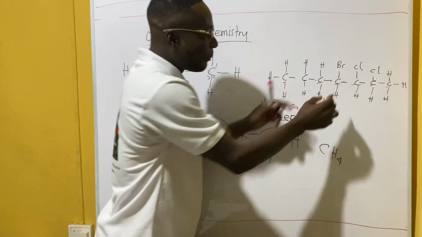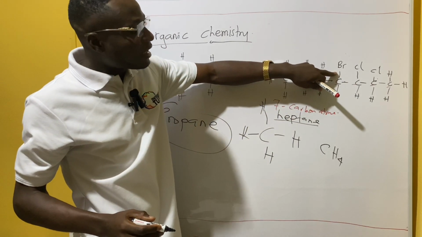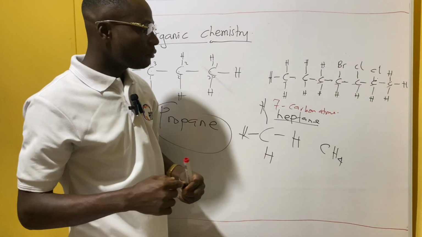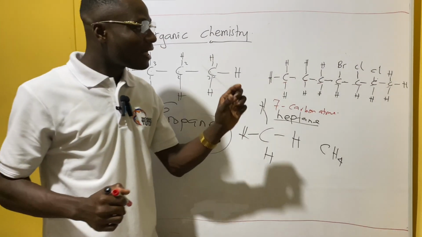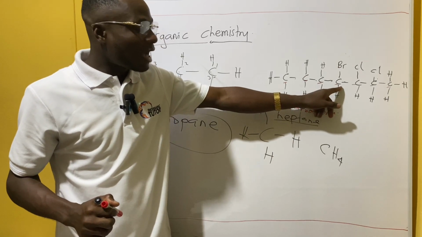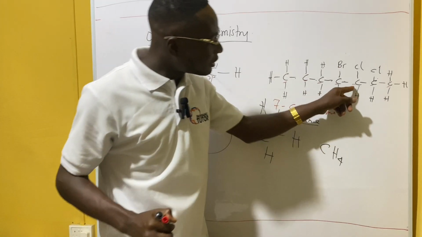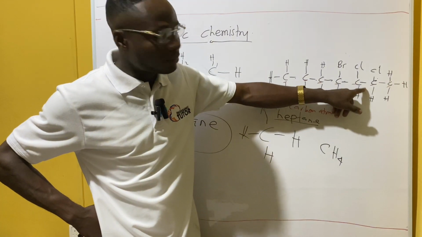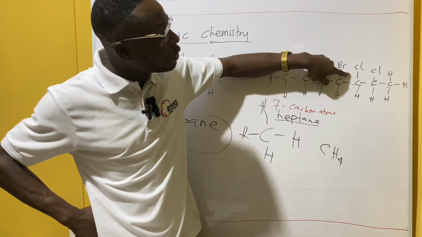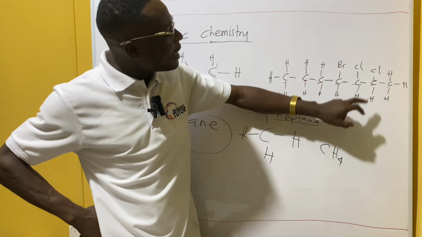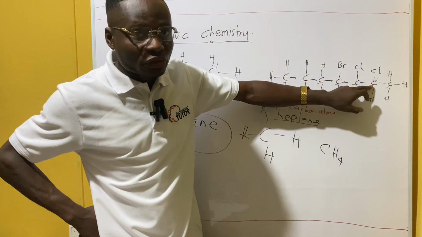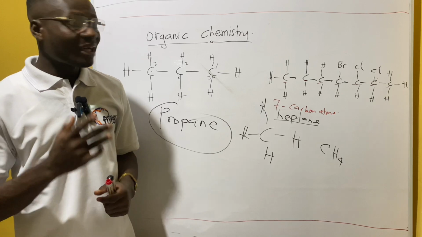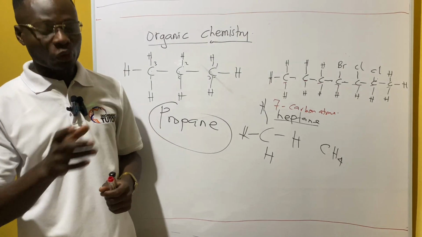1, 2, 3. But the fourth one is substituted with bromine. So in this case, bromine has become the substituent to this carbon atom. Let's continue. We can see that carbon here has 1, 2, 3 hydrogen atoms, and the fourth one has been substituted with chlorine. And this right here too has been substituted with chlorine. So we have two substituents, that is bromine and chlorine.